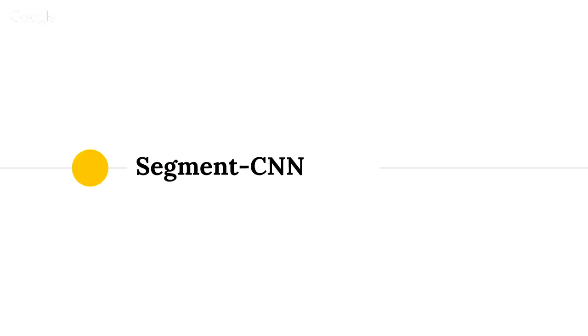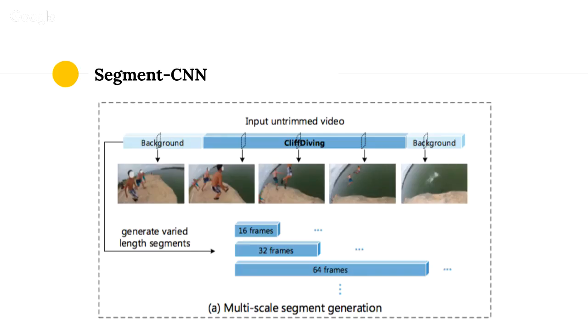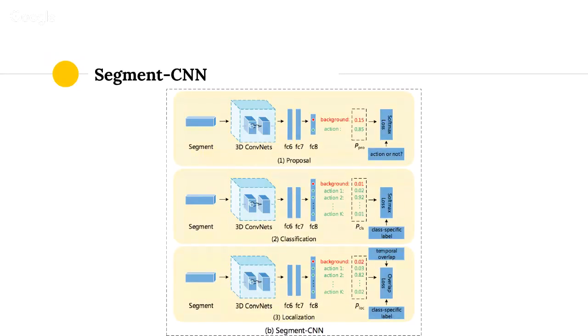They propose a framework called Segment CNN. This framework has 3 stages. In the first one, they take an untrimmed video, so there are some temporal locations where there is background, in others there is an action, and then more background. This is an example, and they do multi-scale segment generation. So they trim it into windows of different sizes and then put them into the next stage. The next stage takes these segments and puts them into the 3D convolutional network, the one we have been talking about a lot previously.